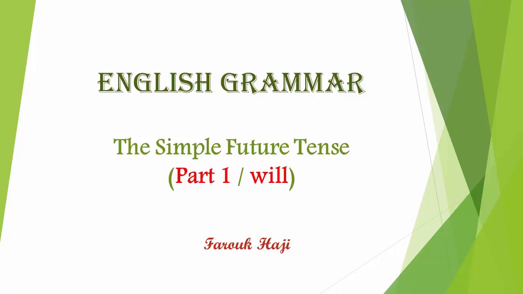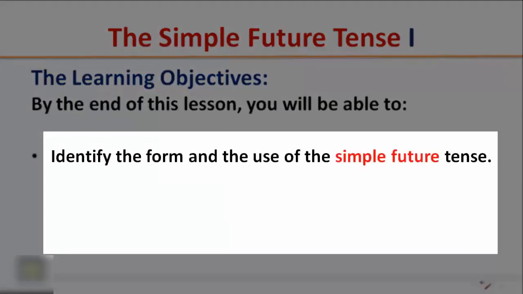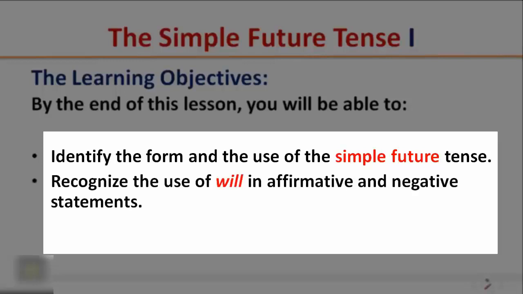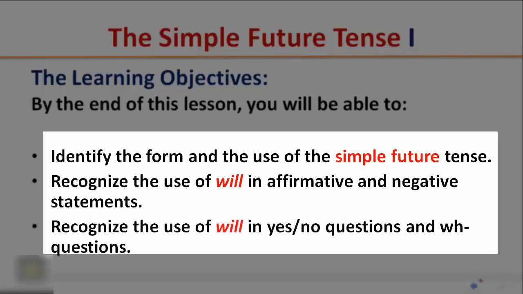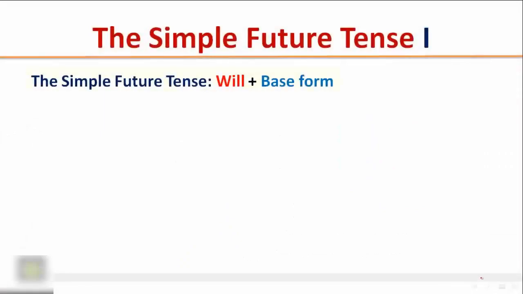The simple future tense. Part 1. The learning objectives. By the end of this lesson, you will be able to identify the form and the use of the simple future tense, recognize the use of will in affirmative and negative statements, recognize the use of will in yes-no questions and WH questions. The simple future tense, will plus base form.